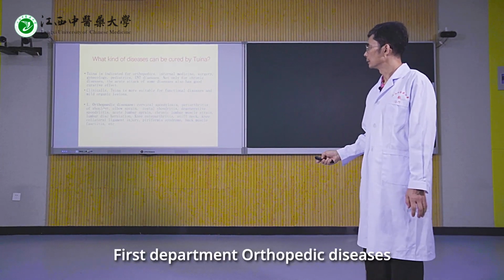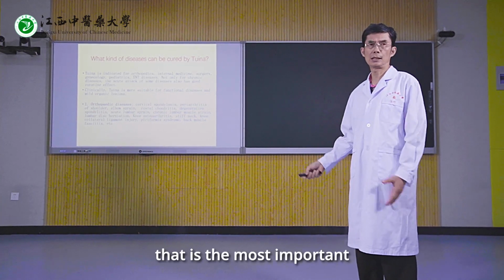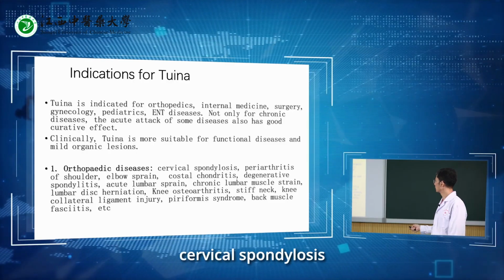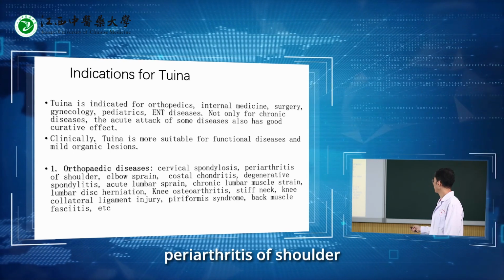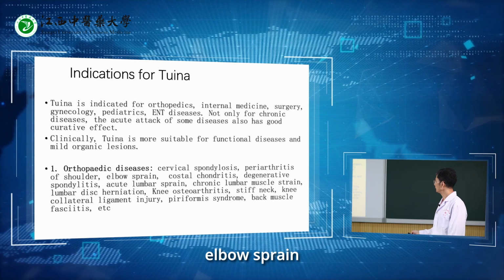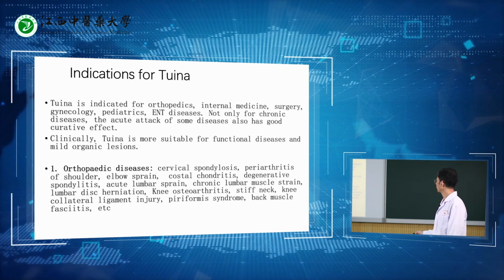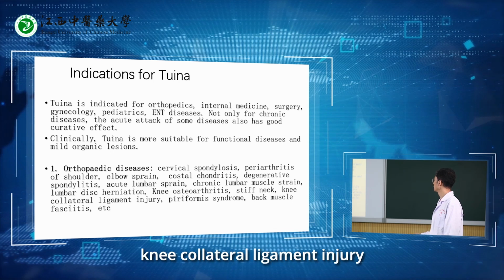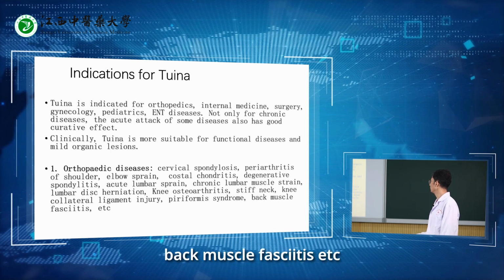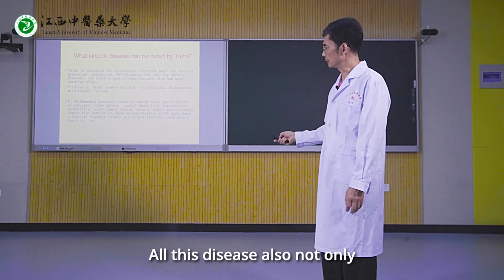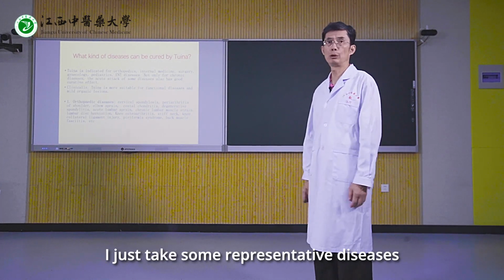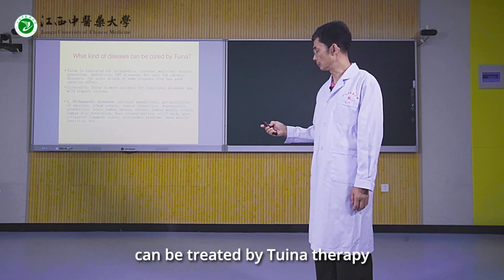First department, orthopedic diseases. Of course, that is most important. For example, cervical spondylosis, periarthritis of shoulder, elbow strain, costal chondritis, degenerative spondylitis, acute lumbar sprain, chronic lumbar muscle strain, lumbar disc herniation, knee osteoarthritis, stiff neck, knee collateral ligament injury, piriform syndrome, back muscle fasciitis. All these diseases, of course, are just some representative ones, typical diseases that can be treated by tuna therapy.